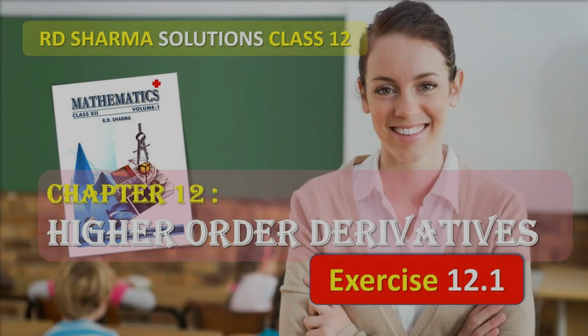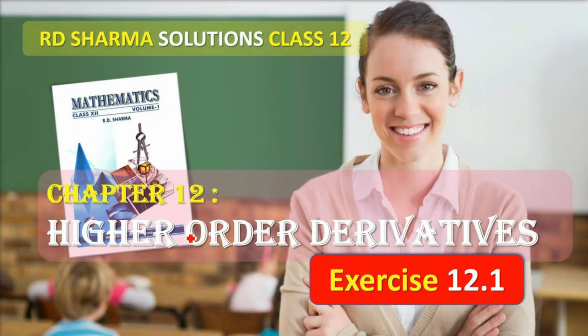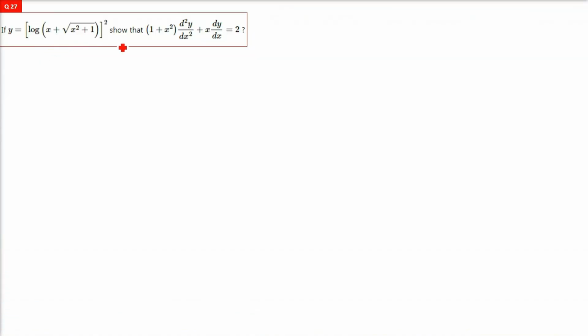This is R.D. Sharma solution class 12, chapter 12, higher order derivative. Exercise is 12.1. We have y equals log x plus under root x square plus 1 whole square. Now this cannot be done directly, that is dy by dx and d2y by dx2. You'll see what we are going to do in order to get the answer.